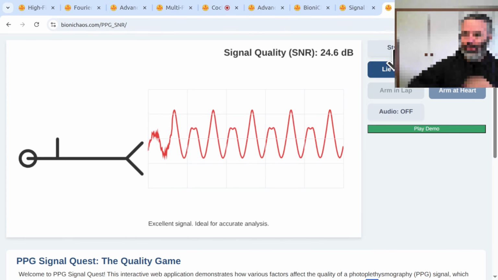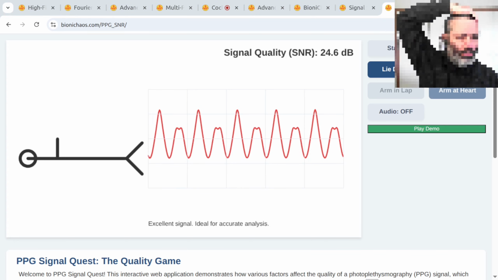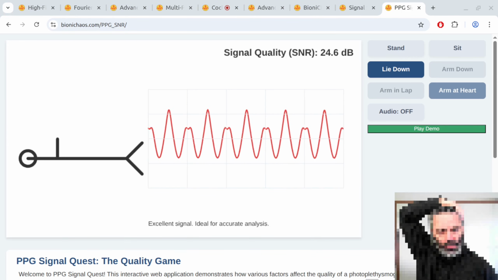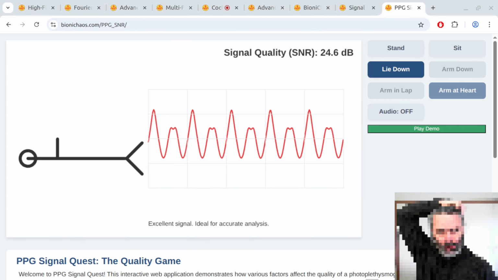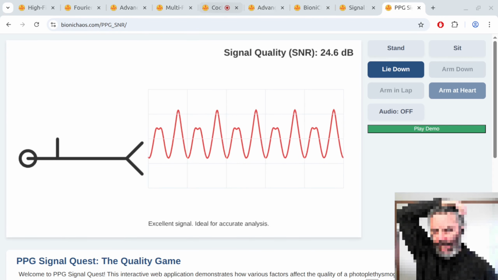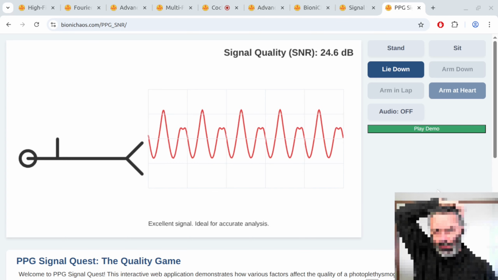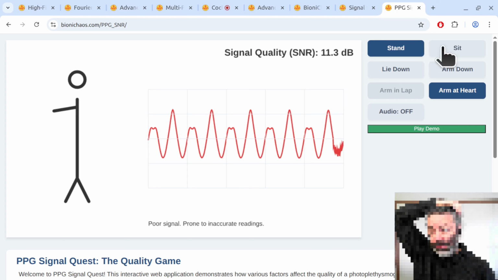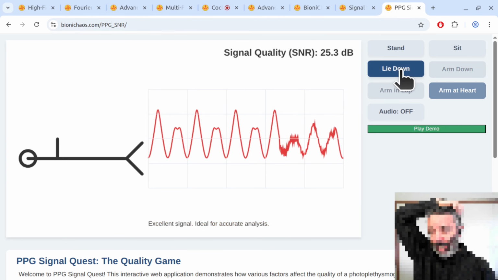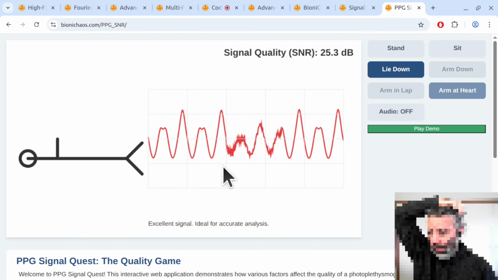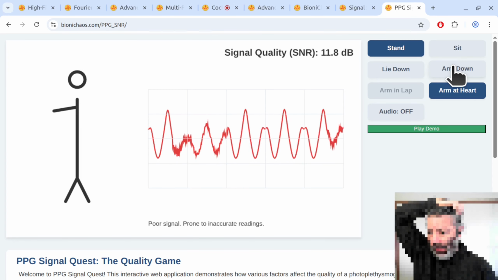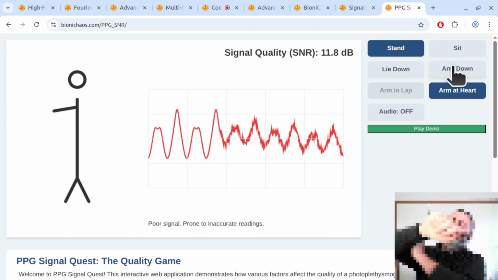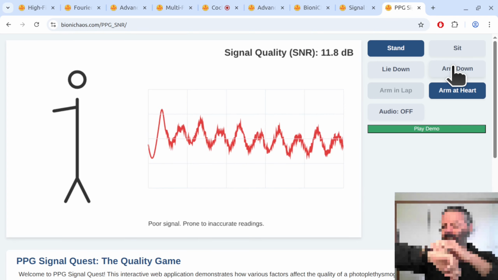PPG is what's being recorded in your smartwatches. And this paper shows that there's a difference in recordings depending on if you stand, sit, or lie down. There's also a difference depending on how you hold your arm. So if I put my arm up here, do I record PPG anymore?